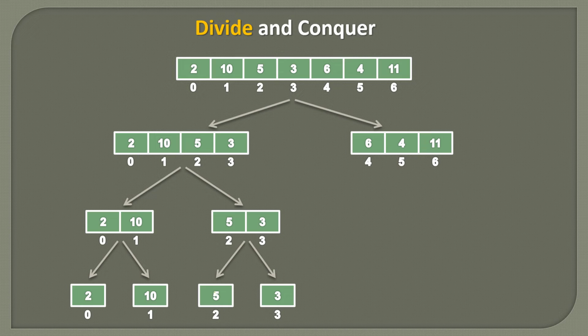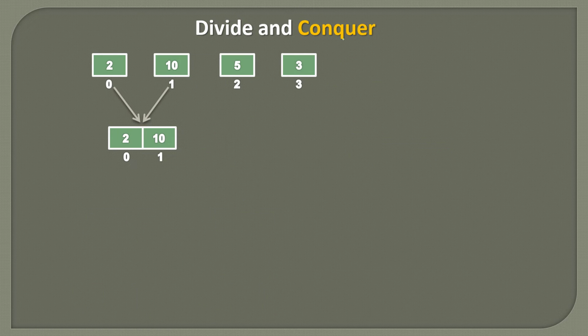So it breaks 5 and 3 like this. So 5 and 3 cannot be broken down further. So now it conquers it. Here it simply compares 5 and 3 and we get 3 and 5 because 3 is smaller. So 3 comes here and 5 comes here. Here you can see that this is the first sorted array and this is the second sorted array.